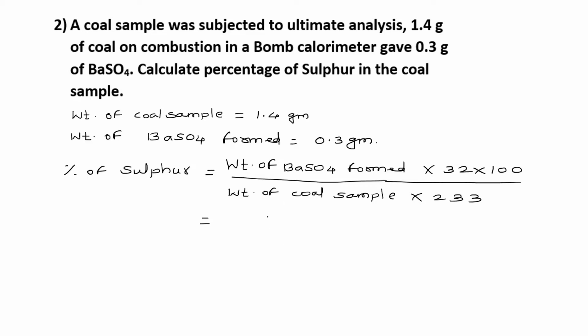The weight of barium sulfate, its quantity is 0.3, into 32 into 100. Weight of coal sample is given, it is 1.4, into 233. And after that, the percentage of sulfur is obtained after calculation, which is 2.943%. So that is the percentage of sulfur present in a coal sample. In that way, by using that method, we can easily calculate the percentage of sulfur present in a coal sample.